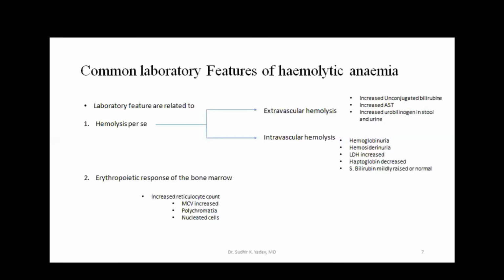So SGOT will increase. These RBCs also contain lactate dehydrogenase, so lactate dehydrogenase will also increase. Though there is a difference in the increase in extravascular and intravascular hemolysis, we'll see. If there is intravascular hemolysis, hemoglobin will be released in the plasma. Hemoglobin is very small, so it will be filtered by the kidney and excreted in the urine. So there will be hemoglobinuria. So let us look into the features.